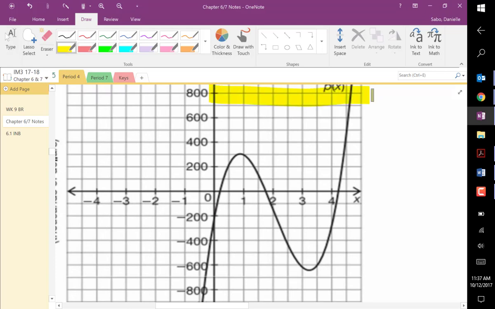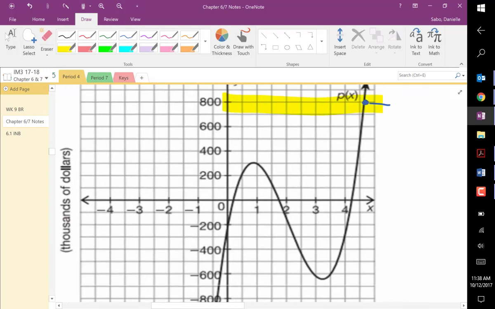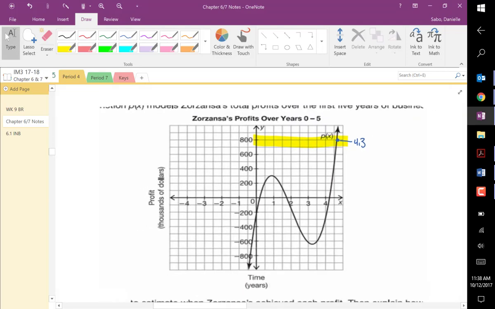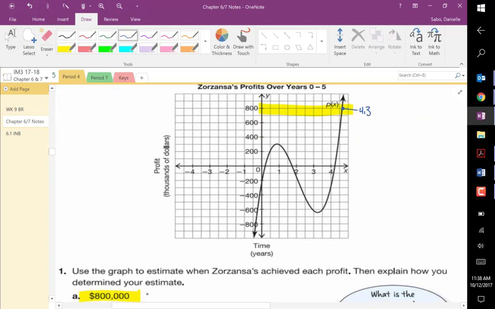Around its 4th year. Yeah, around. Do you think it's a little bit more than 4 years? Yeah, a little bit more. So about right here would be about that 4 point, maybe 4.3, okay? So 4.3 years is when I made $800,000. 4.3 years, ish. Okay? Do you have questions on that?